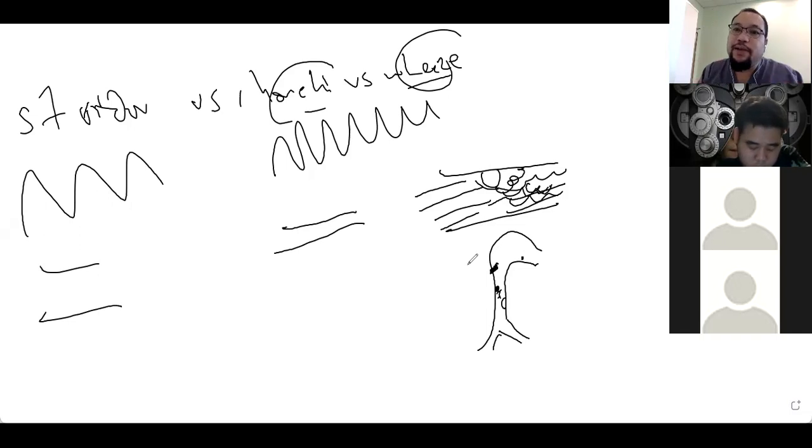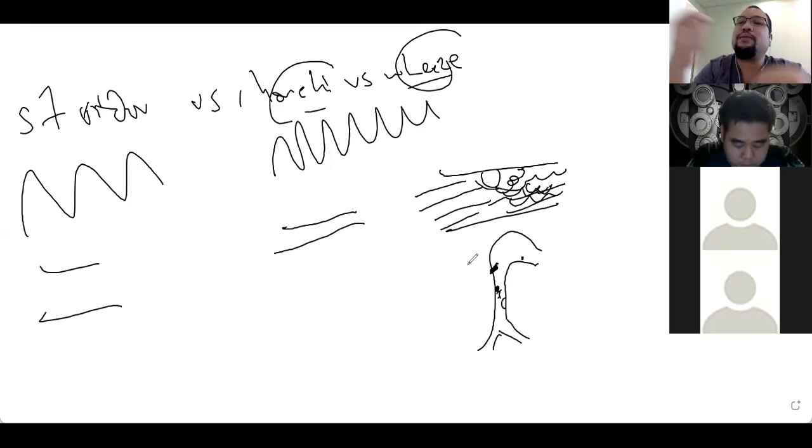So stridor on inspiration, because inspiration is an active process. You are sucking air in through an obstructed lumen. So that's why you get the sound on inspiration. Expiration is a passive process. Even with an obstruction, it can take time to actually clear. The air comes out at its own pace. So it doesn't create much sound. For example, when you blow a whistle, if you blow slowly, is there a sound? No, because when it's slow, no turbulent flow is created. When you blow fast, the sound is loud, because a lot of turbulent flow is created.